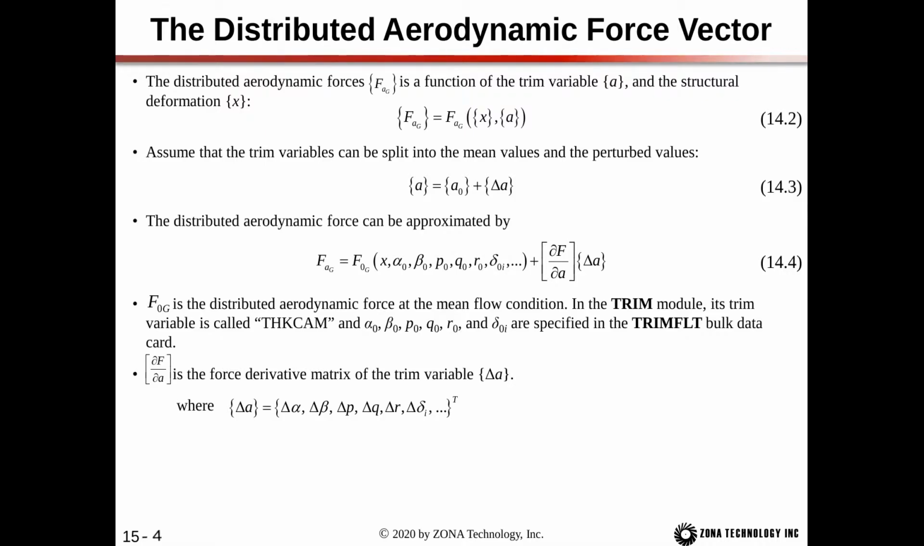In the trim module, the trim variable is called TRIM VAR, and the initial values of alpha, beta, P, Q, R, and delta are specified in the TRIM bulk data card. And then partial F, partial A is the force derivative matrix of the trim variable delta A, where delta A is delta alpha, delta beta, delta P, delta Q, delta R, and delta delta.